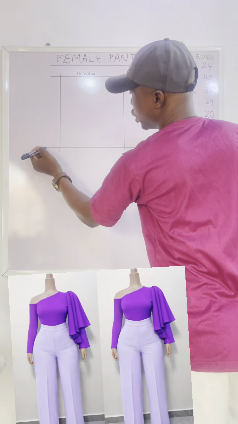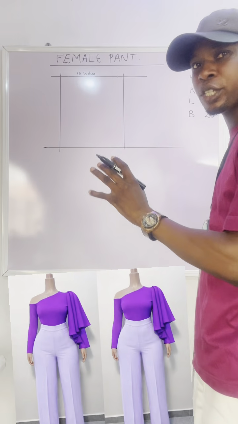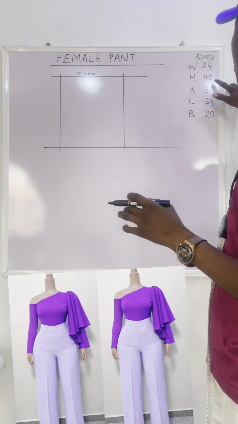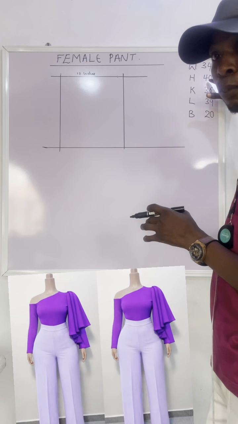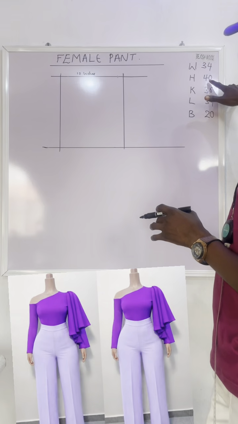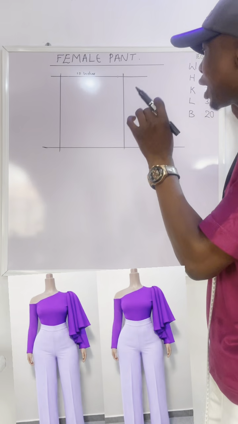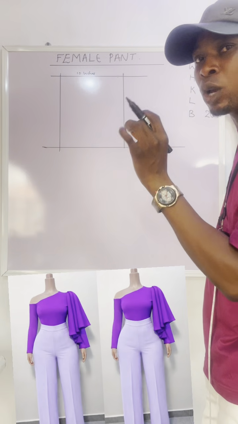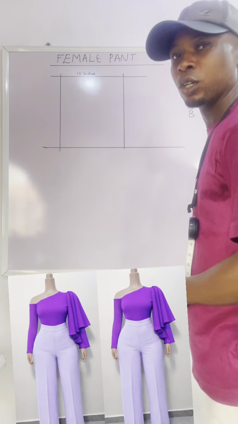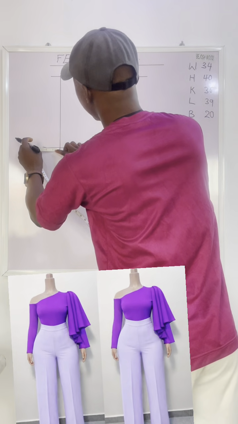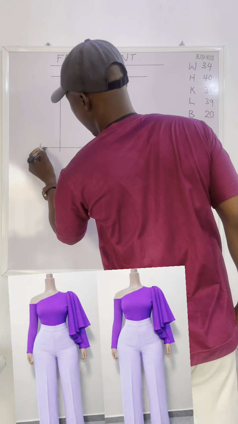How do I calculate the extension from the crotch line? It's so simple. You're going to use this same hip measurement, which is 40. You divide 40 by 16, which gives us 2.5. To that 2.5, you add half an inch, 0.5, making 3 inches. That means my crotch extension is 3 inches. So from this line, 3 inches. This is my crotch extension.